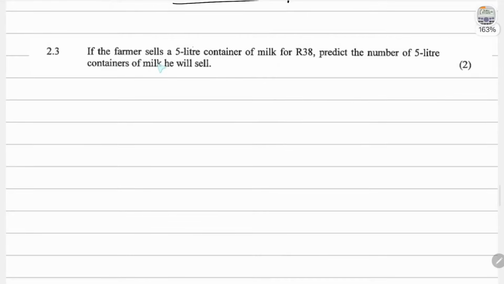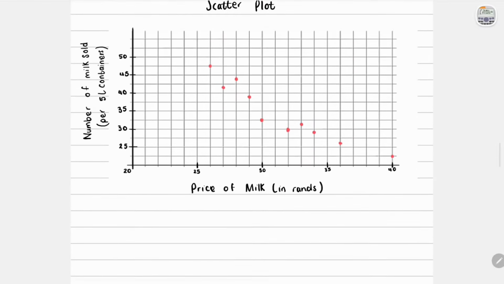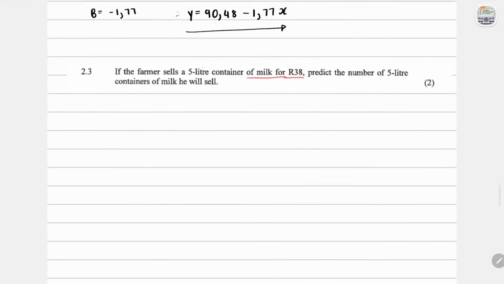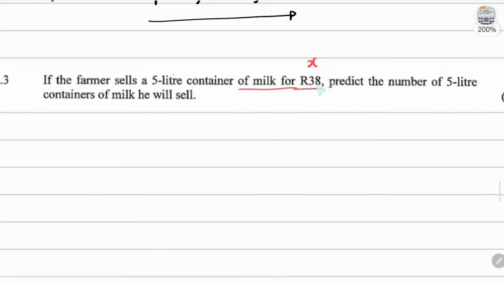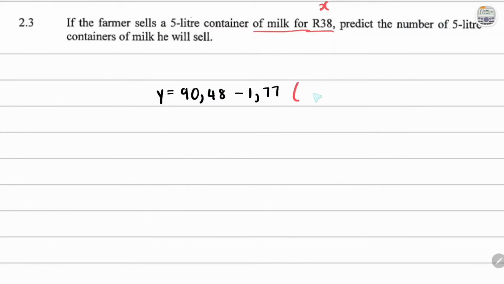Question 2.3 says, if the farmer sells a 5-liter container of milk for 38 Rand, we need to predict the number of 5-liter containers of milk he will sell. Okay, so we're just going to have to find out the price of milk. Is that the X or our Y values? As we can see, the price of milk, those are our X values. So in place of X, we're going to put 38. So we can take the equation of our least squares regression line to make this prediction. Okay, and in place of X, we're going to substitute 38.